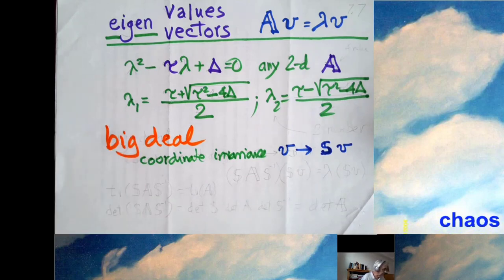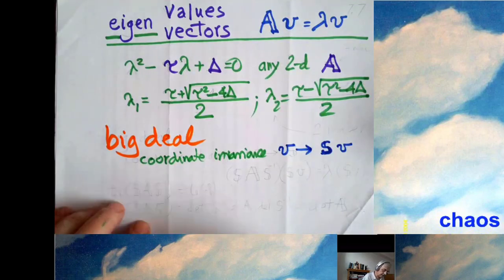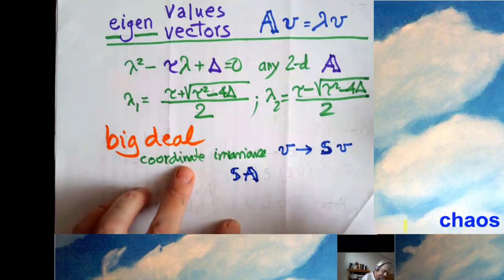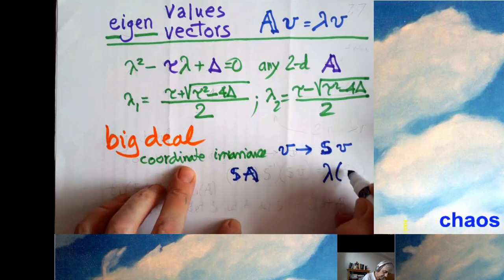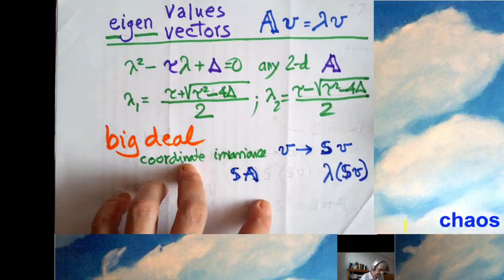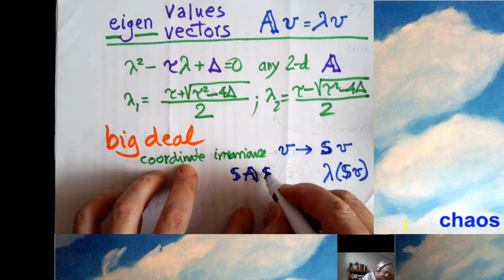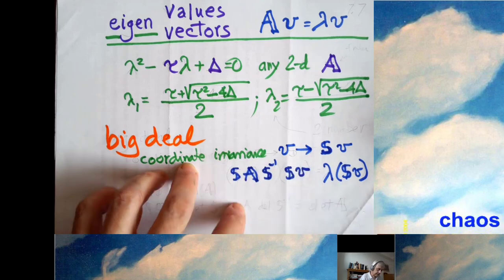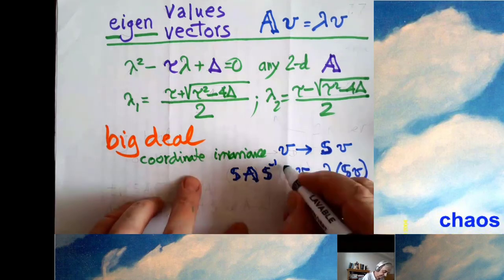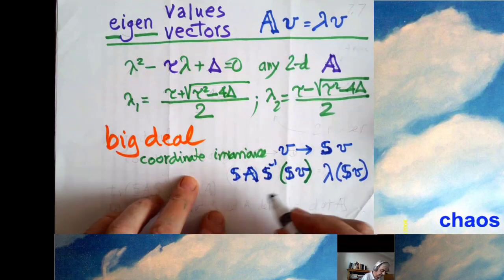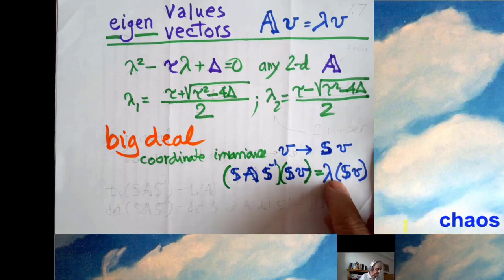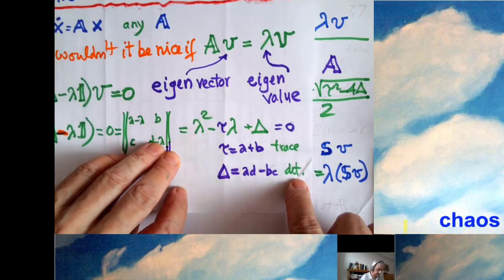And then my original equation takes the form: I multiply everybody from the left with my matrix, so I put here S, A, and on both sides, lambda times my vector multiplied by V. And now what I can do is stick an inverse transformation here, S inverse and S, so these two guys equal one. And now I have an equation for a different matrix and different vector giving me the same lambda. But to compute lambda, I need only the trace and the determinant.